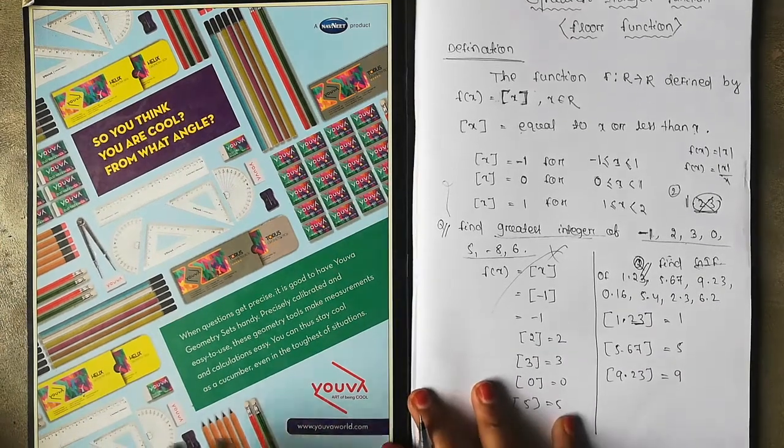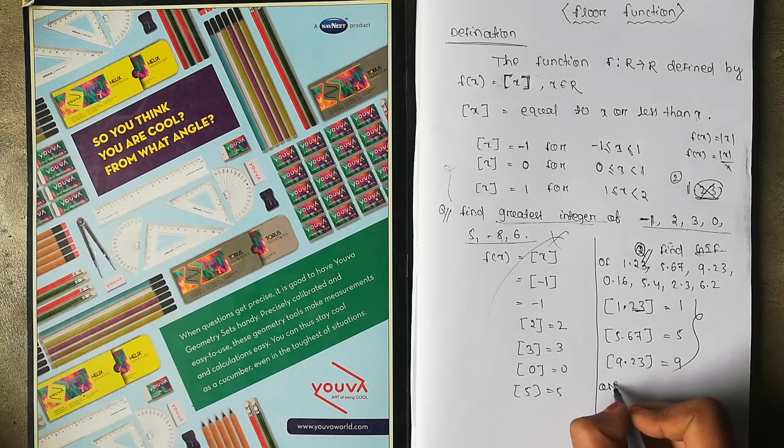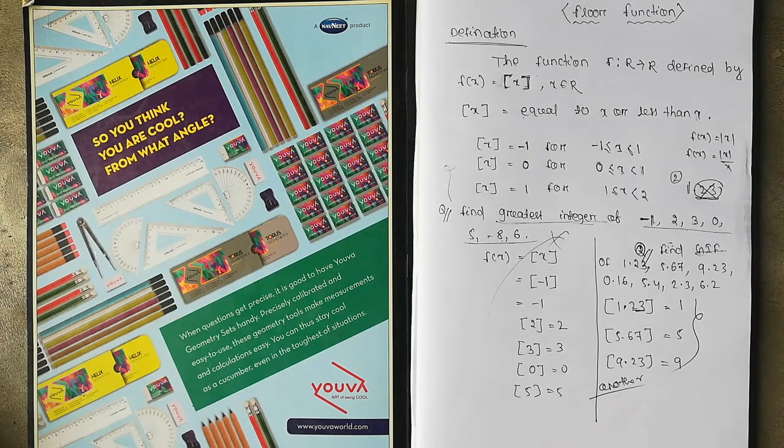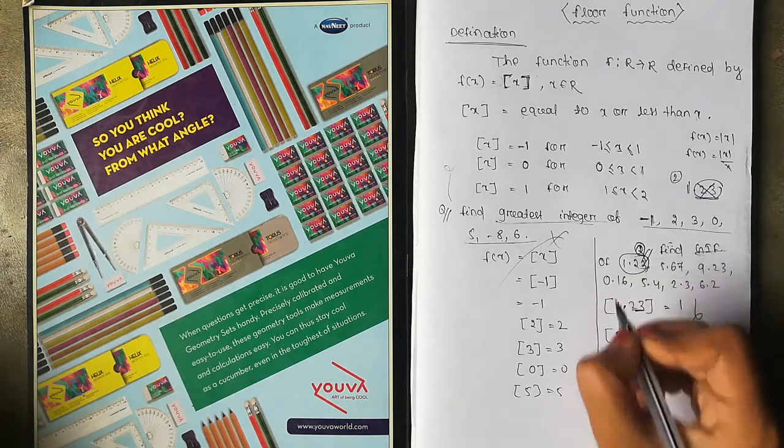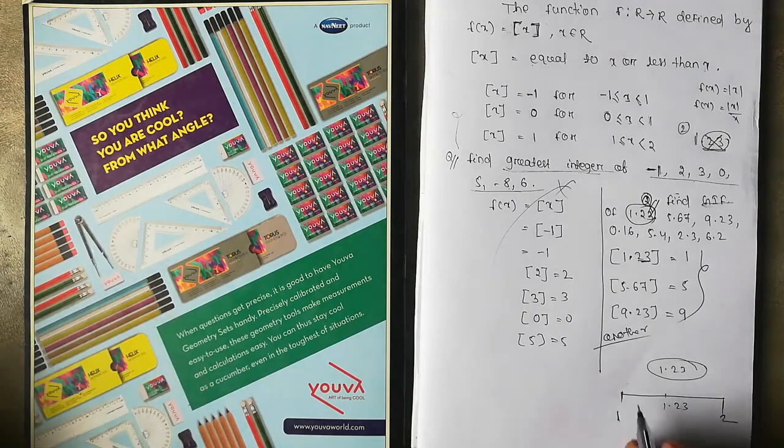Listen. Suppose my question... This is one method. Next method, another method. Whichever you are feeling is easy, that one you keep in your mind. Okay. So let's see 1.23. Here, see students, suppose our question is 1.23. So 1.23 lies between 1 to 2. Yes or no? Yes. So now what I have to do?